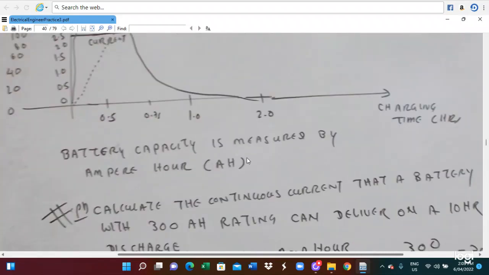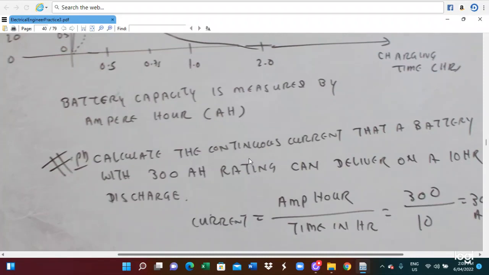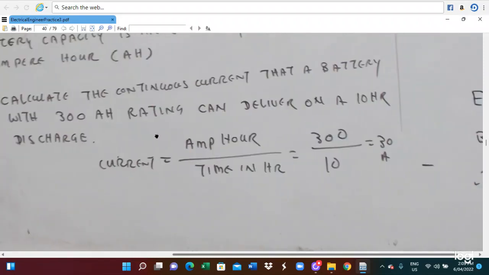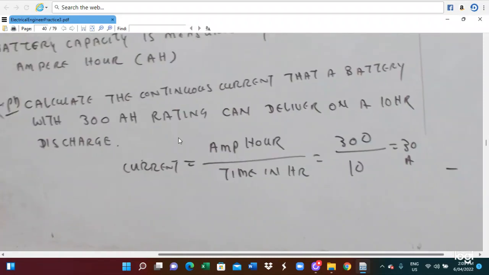Battery capacity is measured by the ampere hour, AH. We have to calculate the continuous current that a battery with a 300 ampere hour rating can deliver on a 10 hour discharge. The current can be calculated by ampere hour divided by time in hours. So 300 divided by 10, you get 30 amperes.